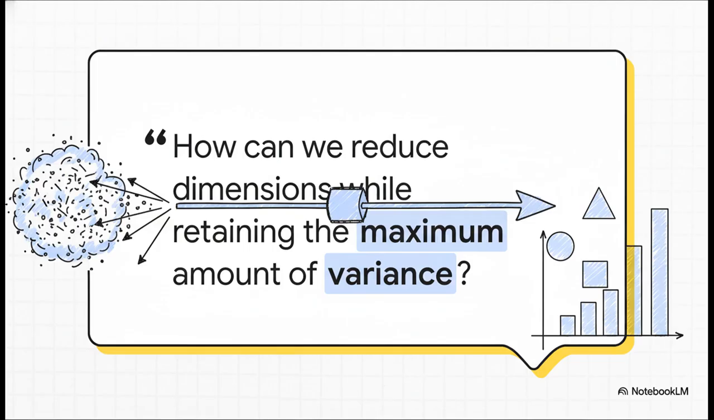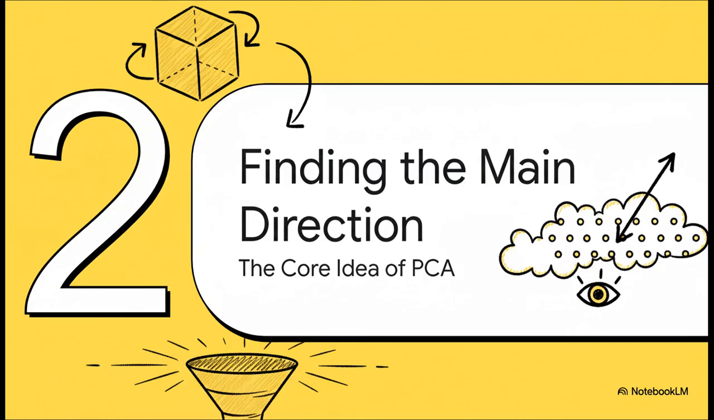We need a way to boil down all those variables into the few that really matter, the ones that capture the true essence of the data, its structure, its spread, without getting totally lost in the noise. And this is exactly the problem that PCA was built to solve. Its core idea is actually pretty elegant. Instead of getting overwhelmed by looking at everything all at once, PCA helps us find a new, much more insightful angle to look at our data from.